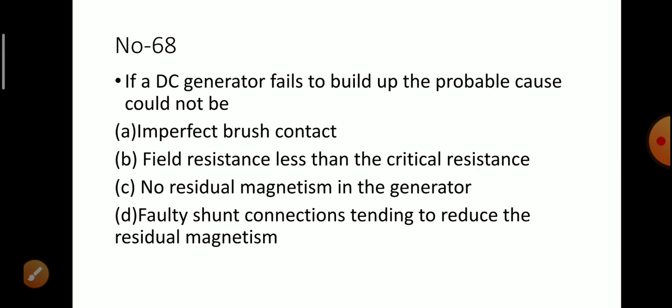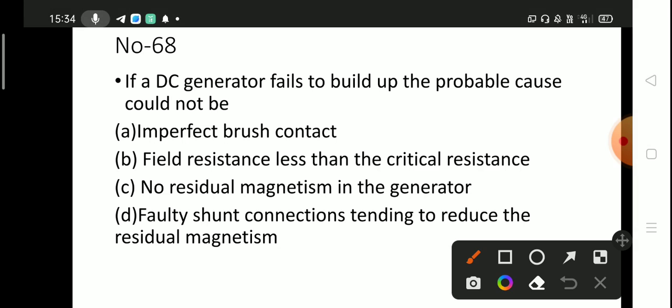Number 68. If a DC generator failed to build up, the probable cause could not be: A, imperfect brush contact; B, field resistance less than the critical resistance; C, no residual magnetism in the generator; D, faulty shunt connection tending to reduce the residual magnetism. The answer is B, field resistance less than the critical resistance.